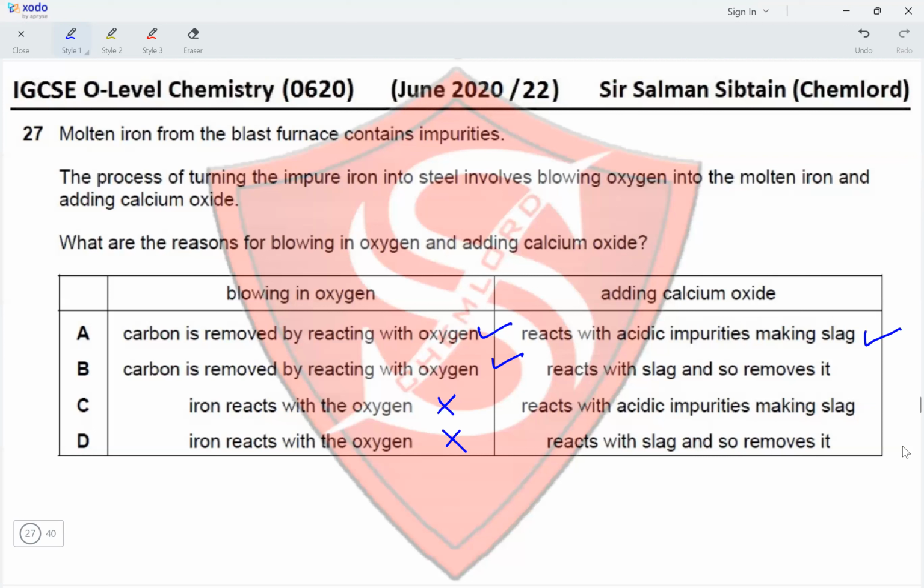And the other one says reacts with slag and so removes it. No, when it reacts with SiO2 or other acidic impurity, in fact, it will produce slag. It does not react with slag. So reaction of calcium oxide produces slag. Calcium oxide does not react with slag. So option B becomes incorrect, making option A the correct option for this question.